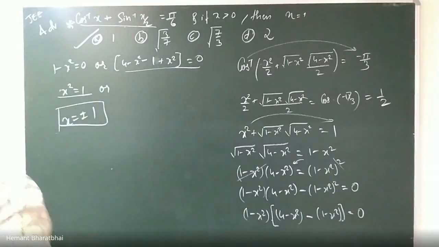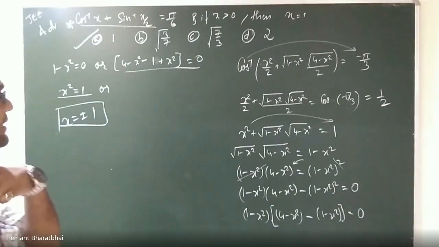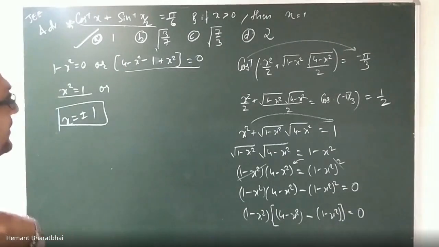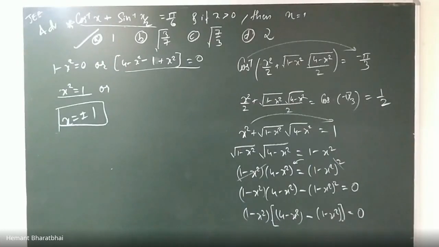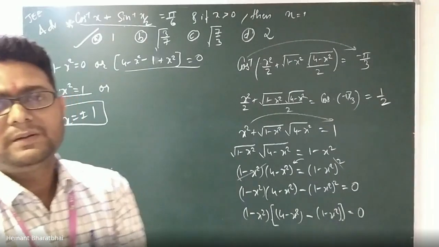See if you have understood, and if I have not done a mistake anywhere. 5 by 3, so it is 60 degrees. Right. So cos 60 is 1 by 2. Right. Have you understood?